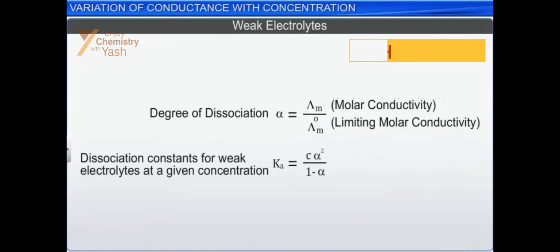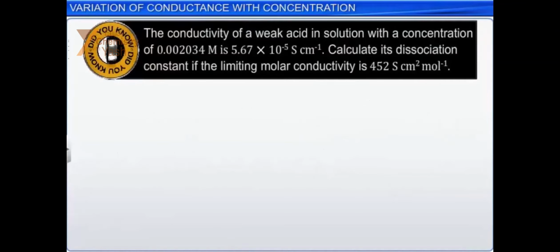Here is a typical problem. The conductivity of a weak acid in solution with a concentration of 0.002034 molar is 5.67 times 10 to the power minus 5 Siemens per centimeter. Calculate its dissociation constant if the limiting molar conductivity is 452 Siemens centimeter square per mole. Try to solve this problem on your own before checking the solution.